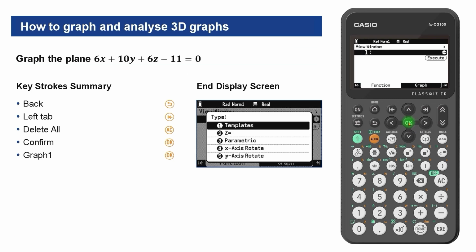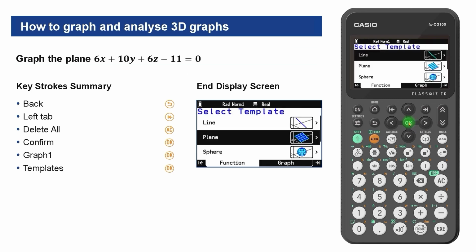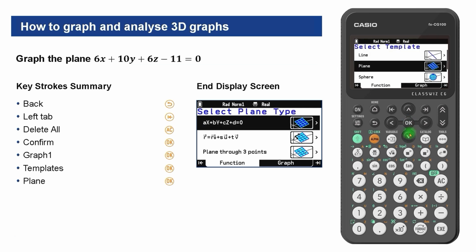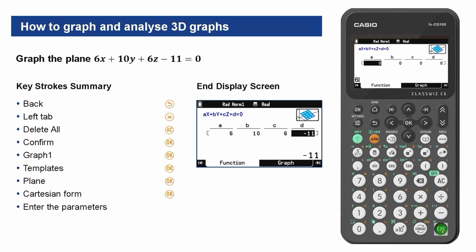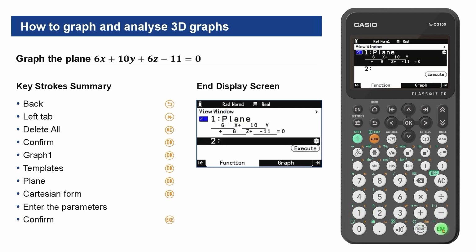Select Graph 1 and Templates, then select Plane and the Cartesian form. Enter the parameters in the input template, rearranging slightly if your equation equals a value. Then confirm to store.